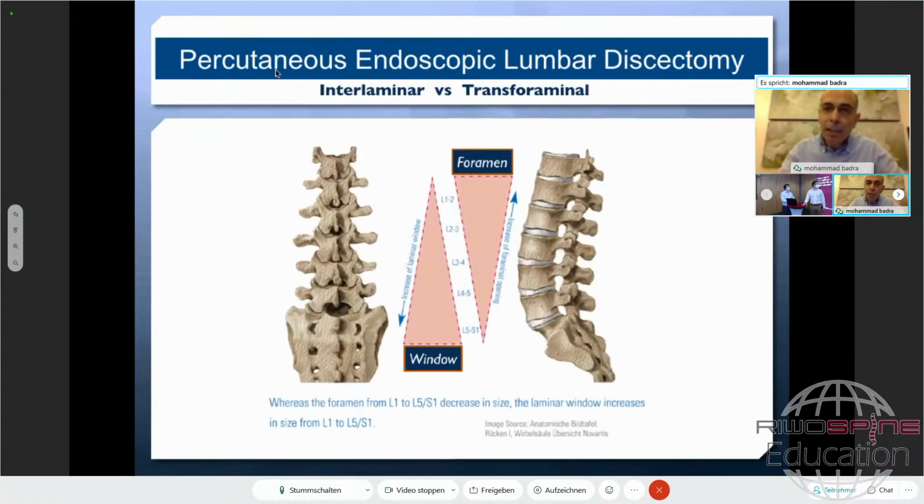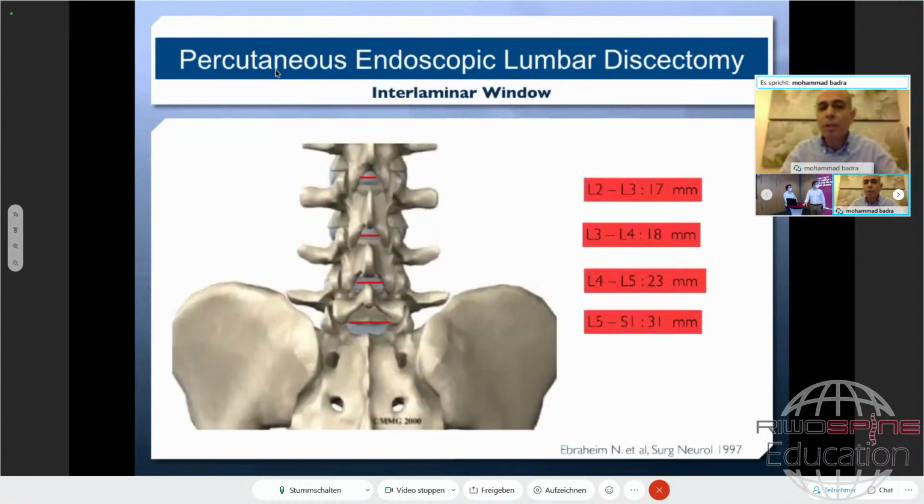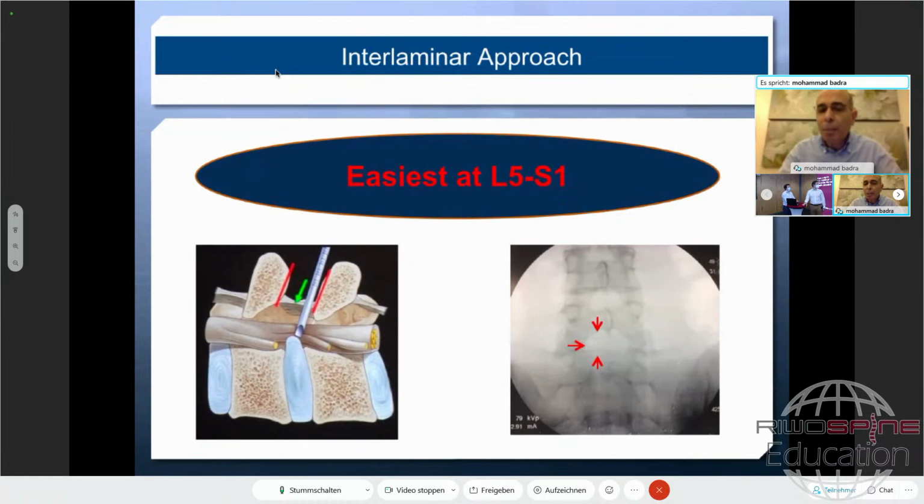Let's speak about some anatomical landmarks in the spine. As you know, as you go down in the lumbar spine, the size of the interlaminar window becomes bigger, while the size of the foramen becomes smaller. So the biggest interlaminar window, anatomically speaking, is at L5-S1. When you do the interlaminar approach, of course, you have to go through the interlaminar window, which means that the interlaminar approach is easiest, as you know, at L5-S1.